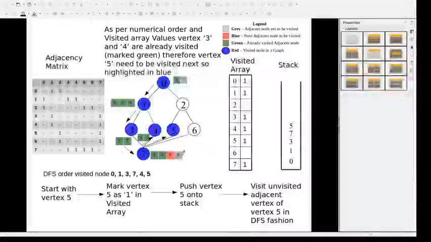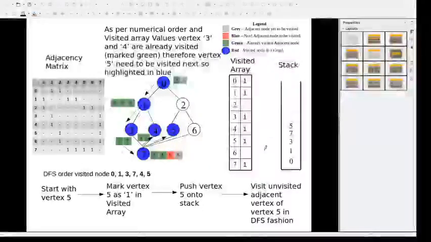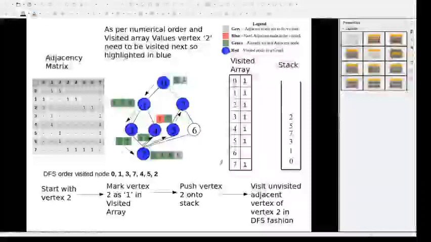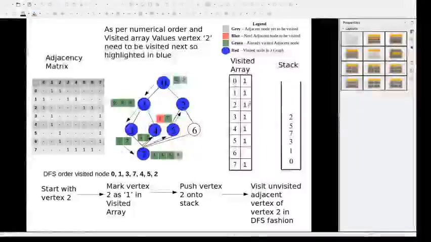So here I will visit the node 5, I will mark it as blue, I will push it onto the stack, I will mark its value as 1 in the visited array, then I will try to repeat the DFS again for the adjacent vertices of the vertex 5. So if you see here, the adjacent vertices for 5 are 2 and 7, out of which, as per numeric order, obviously 2 is going to be visited, but at the same time in the figure you will come to know that 7 is also marked as green, which is already visited. Okay, so the next vertex I am going to visit will be 2. Okay, so here 2 is going to be printed, and then I will push it onto the stack, I will mark it as 1, and I will visit the unvisited adjacent vertices of the node 2.